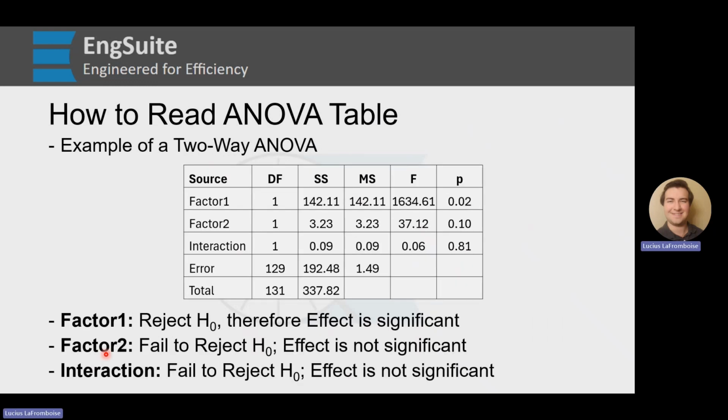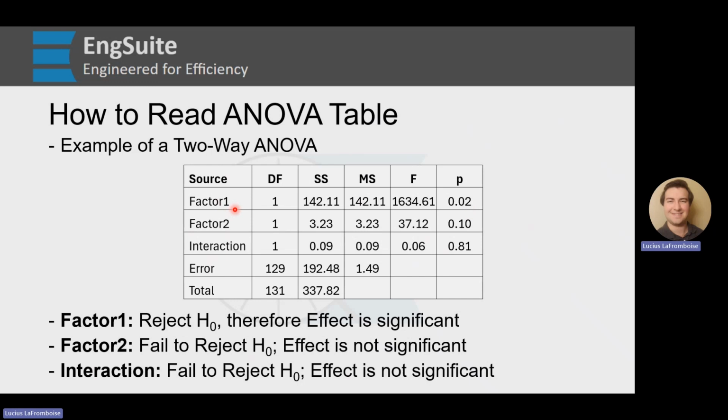Now let's take a look at a two-way ANOVA. So in this two-way ANOVA, you'll see that we have factor 1, factor 2, and interaction. Okay, so factor 1, we take a look at our p-value. It's less than our alpha of 0.05, so we reject the null hypothesis. Therefore, the effect is significant. So the effect of factor 1 is significant. There's something going on here where different levels of factor 1 change things.